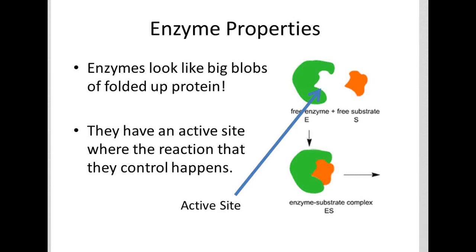Enzymes basically look like big blobs of folded up protein. If you see them in a textbook or in a picture, they basically look like this sort of a shape. And you can look up really scientific, more accurate pictures of these, but blobs are okay for this class, I think. Enzymes have an active site where the reaction that they control happens. So this sort of opening in the enzyme is its active site. And the item that the enzyme works on is the substrate.